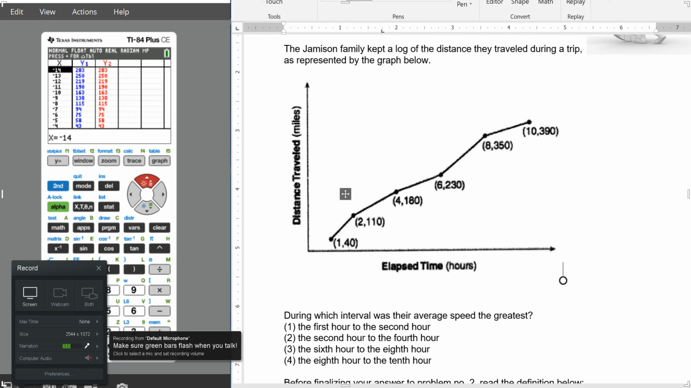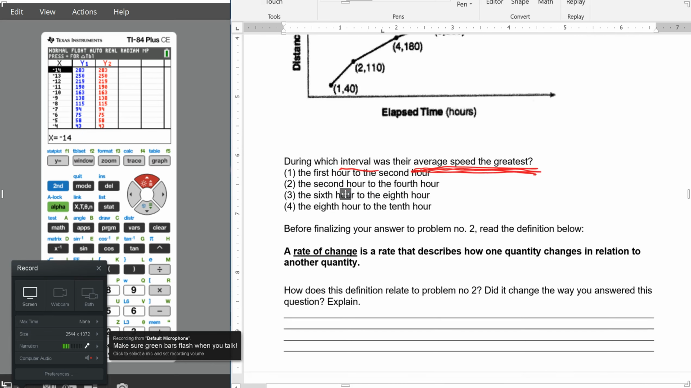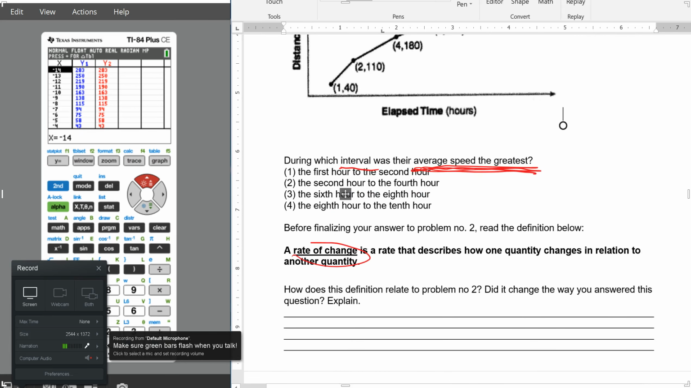The Jameson family kept a log of the distance they traveled during a trip, as represented by the graph below. During which interval was their average speed the greatest? Average speed is just another way to say rate of change.